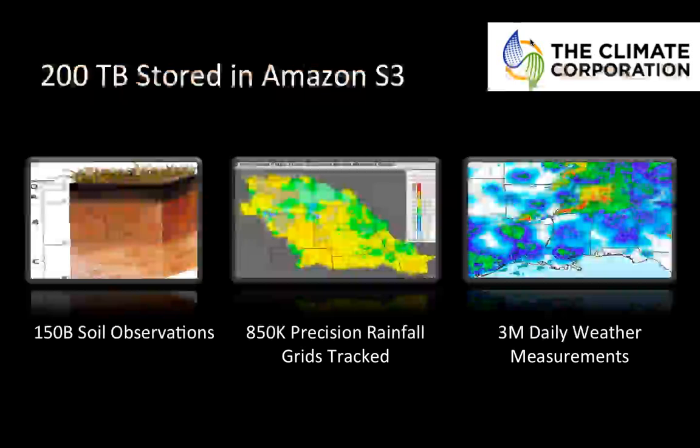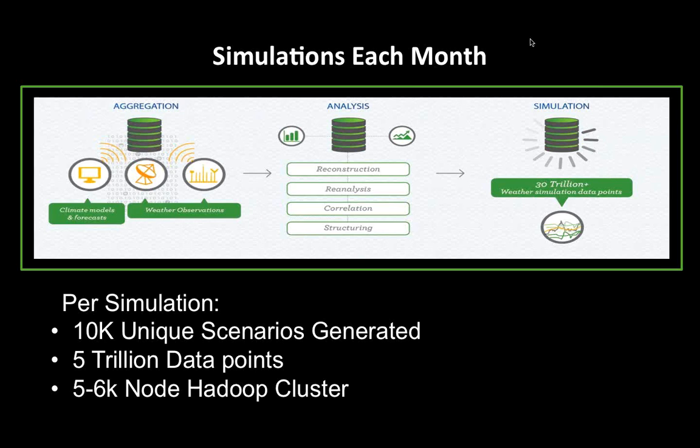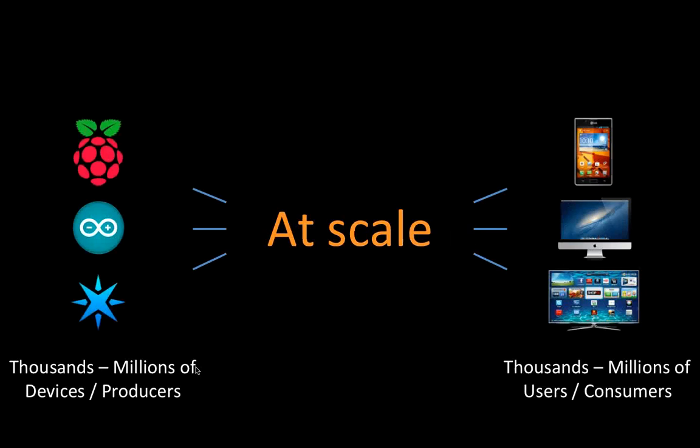So coming back to Earth, another example, the Climate Corporation. They are gathering billions of soil observations and mashing those up with millions of daily weather measurements. So basically, the Climate Corporation is providing insurance for farmers. And if there's too much rain, or if there's not enough rain, then the crops will suffer. So in order to calculate the risk analysis and calculate the insurance, they are simulating, based on the weather data and the soil data, how the weather patterns might be changing. So in order to run these simulations, they are collecting over 5 trillion data points from all these sensors. And they are spinning up 5,000 to 6,000 node Hadoop clusters on the AWS cloud to accelerate the analysis and simulations.